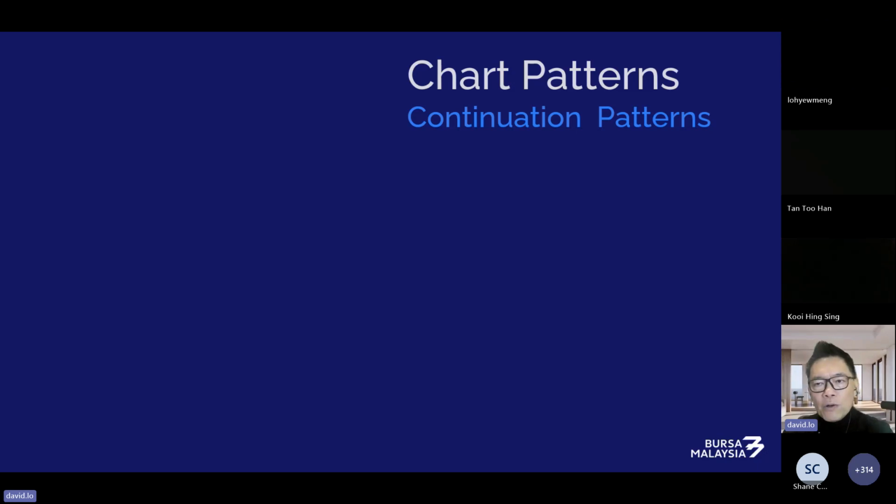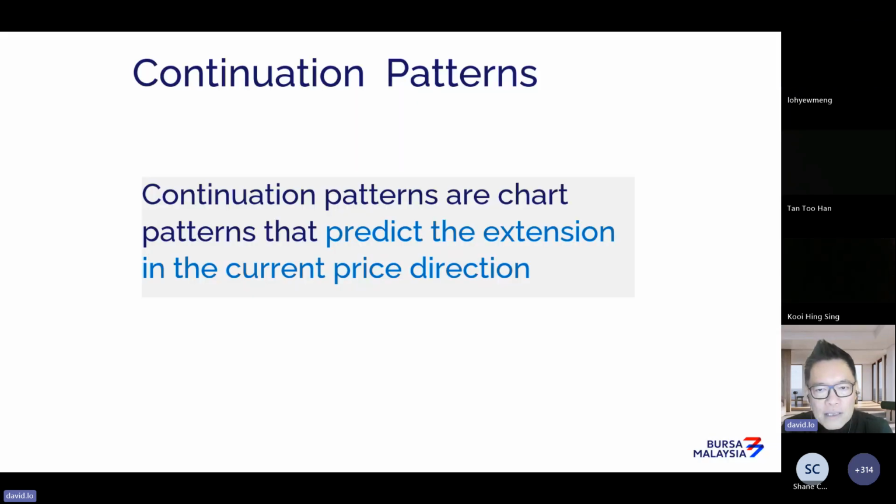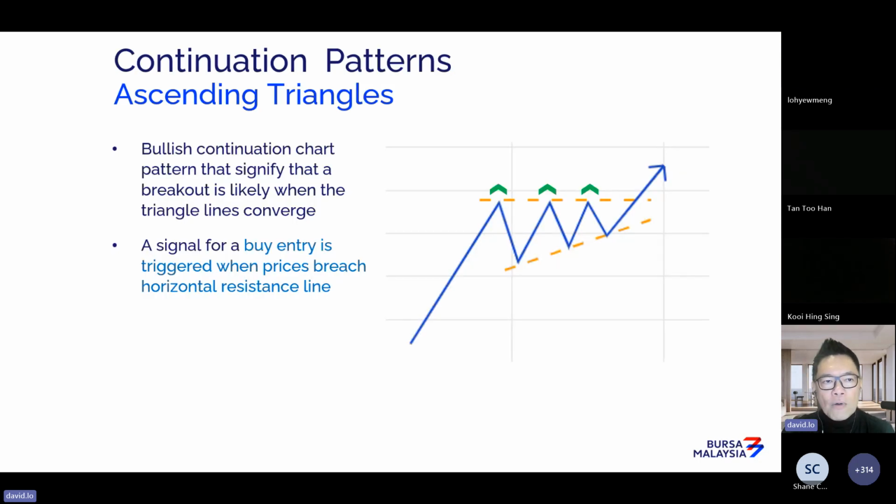Now, we're going to go to another set of classic chart patterns called the continuation patterns. What are continuation patterns? Basically, these are chart patterns that predict the extension of the current price direction. So if you see these patterns, then it's basically telling you that the trend can continue to go in the direction it was going after the pattern is finished, right? So let's have a look at what sort of things.